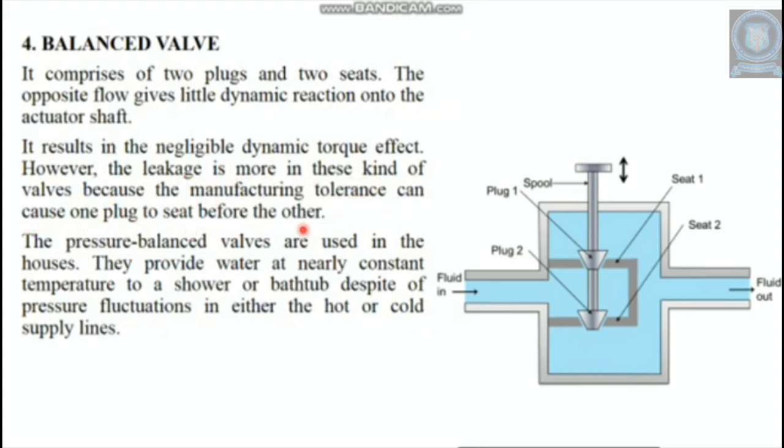The pressure balanced valves are used in houses. They provide water at a nearly constant temperature to a shower or bathtub despite pressure fluctuations in either the hot or cold supply lines.